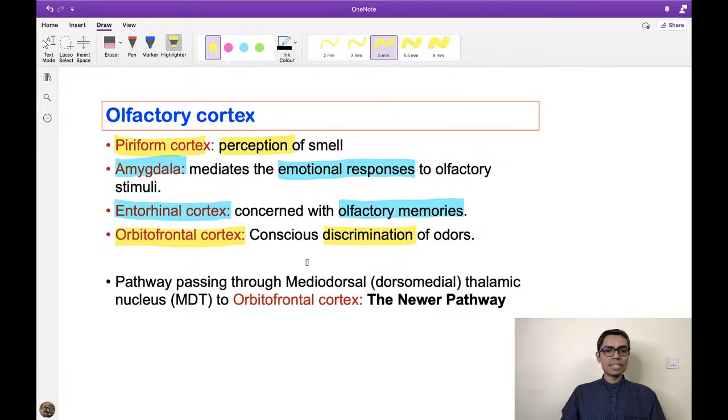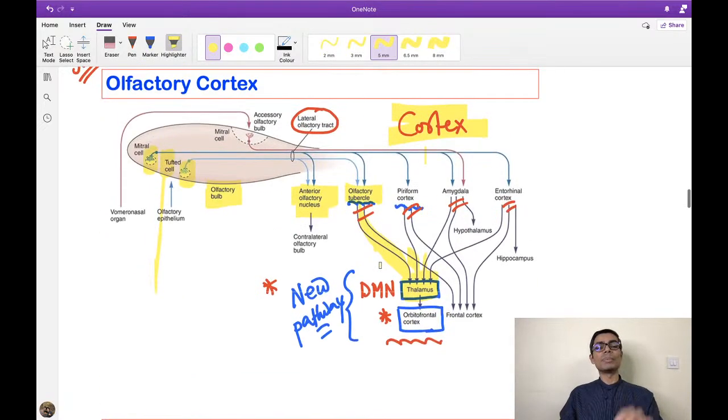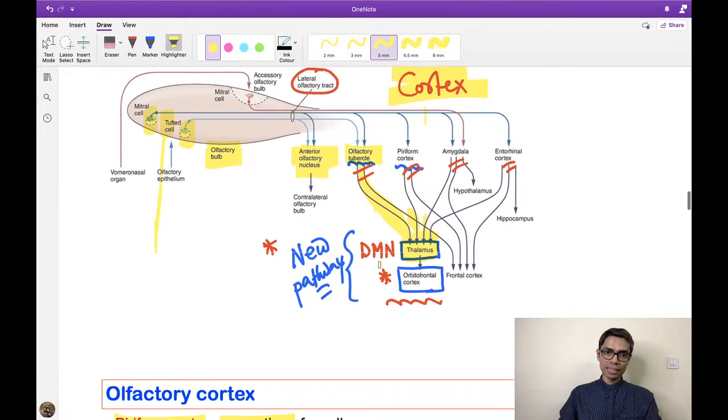And I already told you that the fiber which passes through the mediodorsal or dorsomedial nucleus of thalamus to the orbitofrontal cortex is known as the new or newer pathway of olfaction. Got it? So this is the basic thing that you have to remember about the olfactory pathway: uncrossed pathway, taking only two neurons, first order neuron and second order neuron, and bypassing the thalamus.